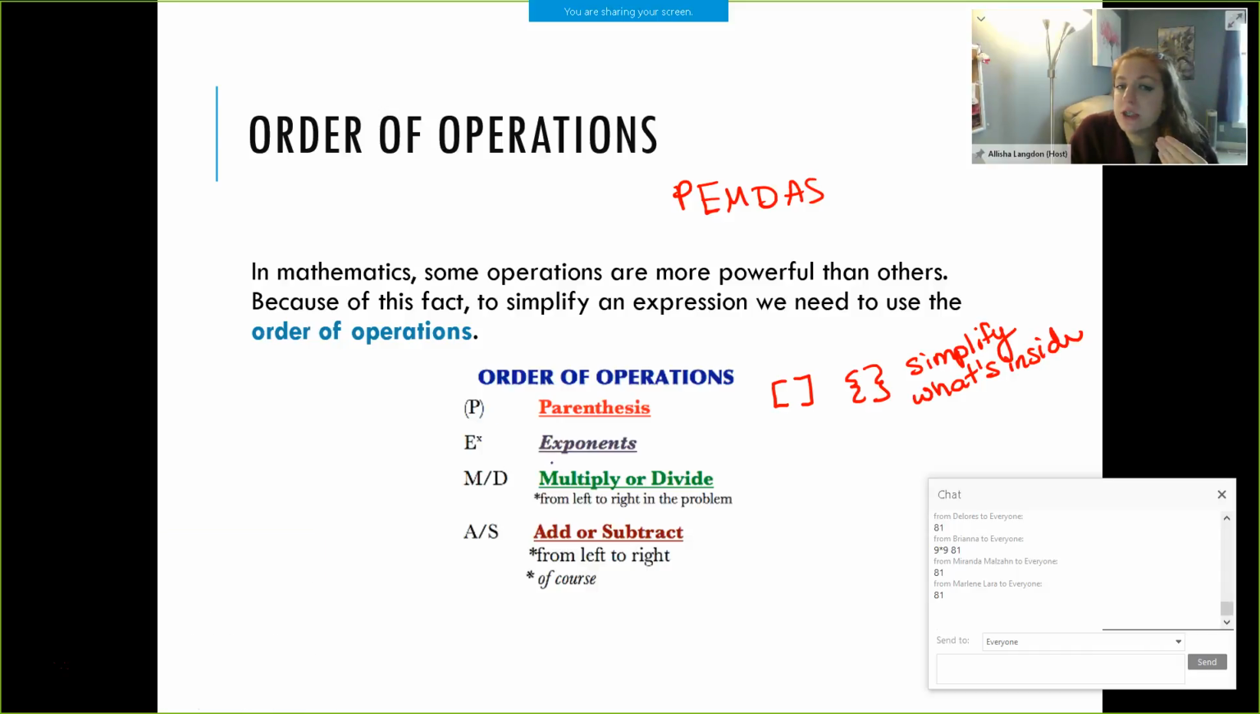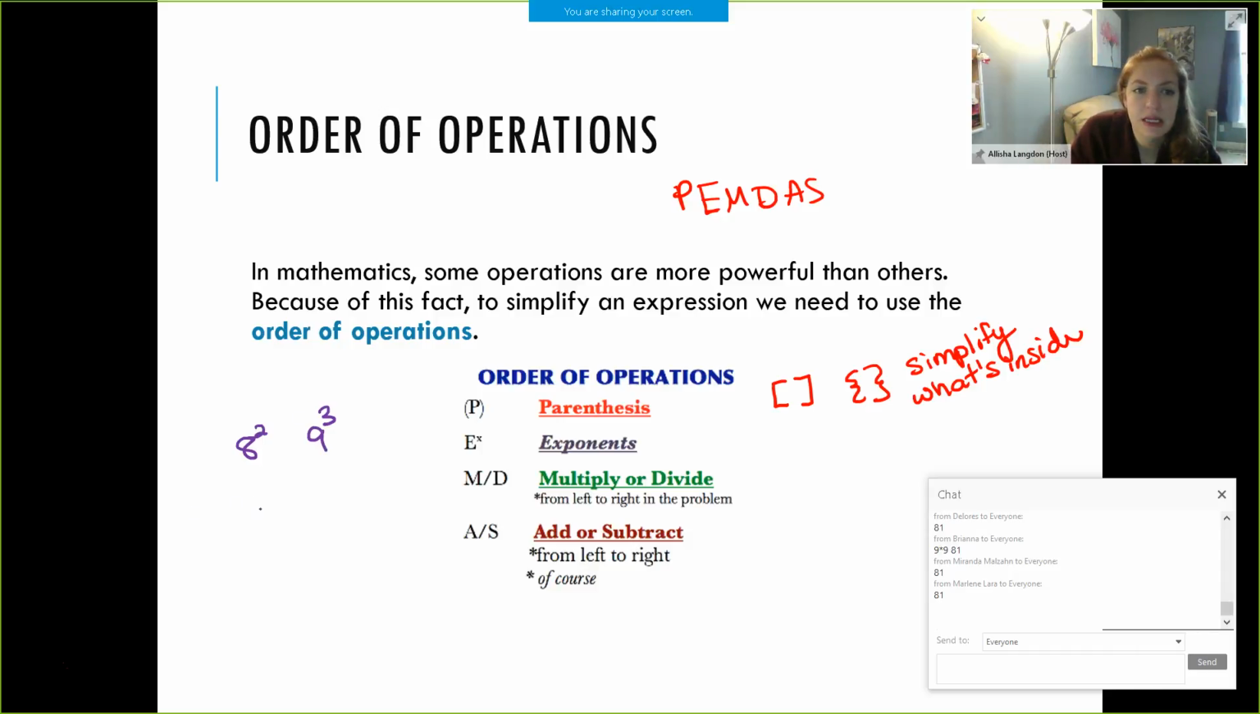Then you're going to move on to exponents. So that's like the 8 squared or 9 cubed or whatever you have there, okay? Then you'll do those exponents. Then we're going to move on to multiplication or division. Now, this is one area where a lot of people get tripped up. Multiplication and division go from left to right. It isn't multiplication first, then division. It's actually multiplication or division, whatever comes first.